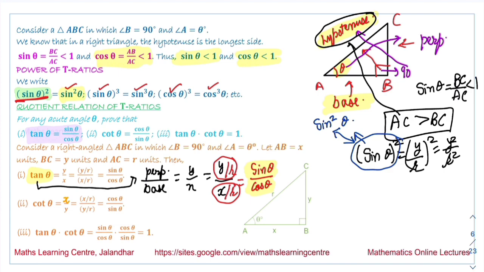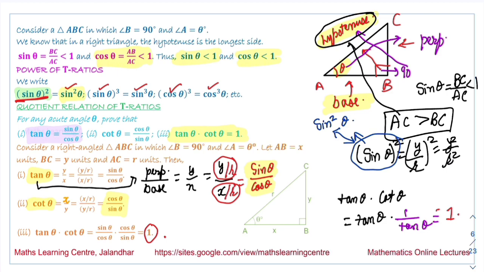Next, cot theta is the reciprocal of tan theta, so its value is cos theta over sine theta. And the third thing we have to prove is that the product of these two is 1. So tan theta into cot theta is tan theta into 1 upon tan theta. These two get cancelled and the answer we are left with is 1. So tan theta into cot theta is equal to 1.